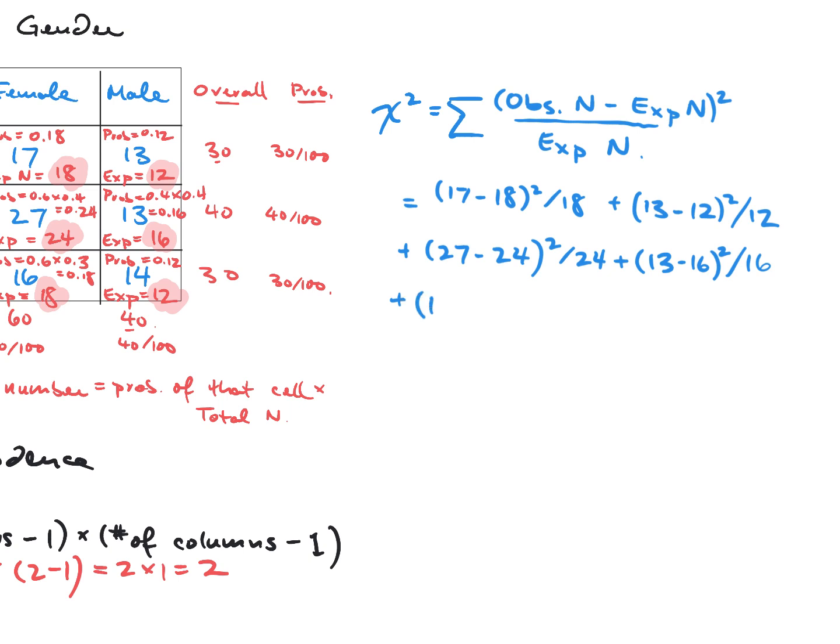Okay, then moving to the third row. We observe 18. We expected 18, squared over expected 18. And then bottom right, 14 observed minus 12 hypothesized, squared, and then over 12.